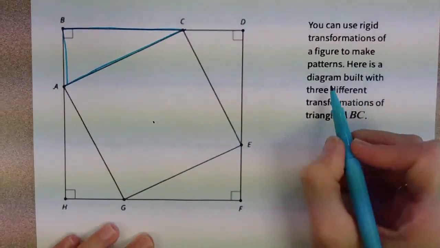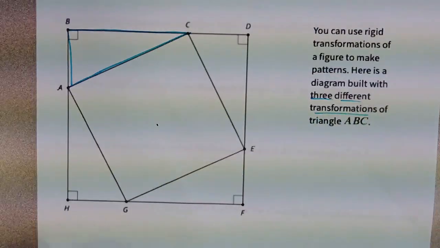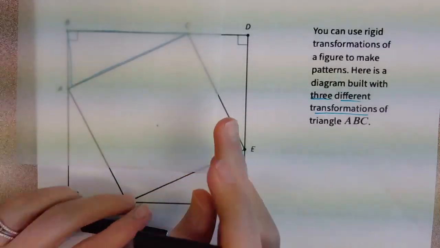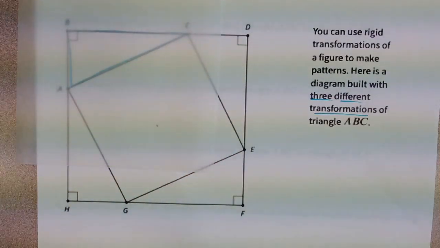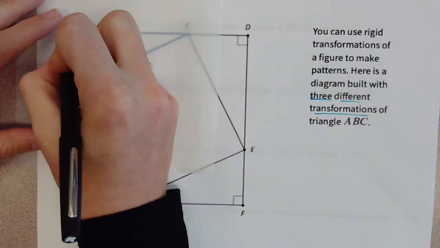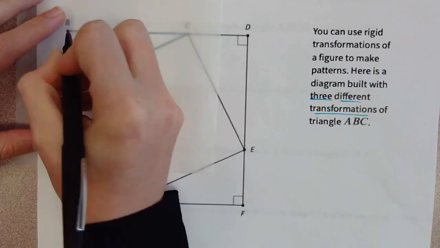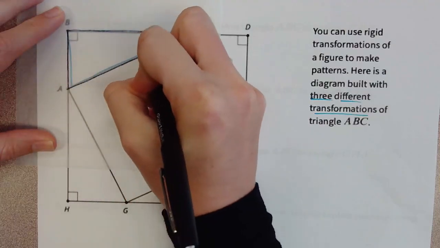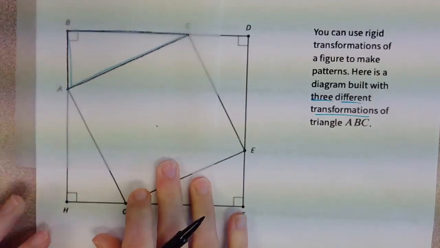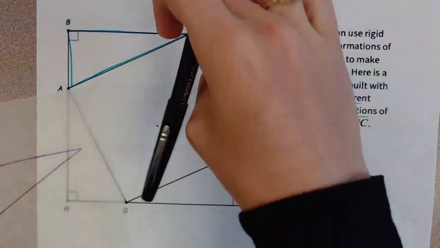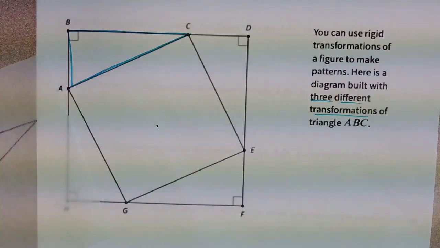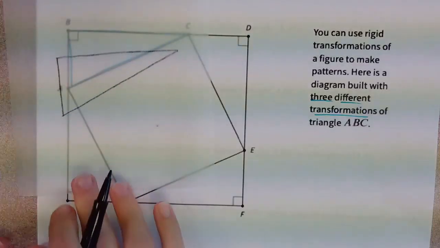All right, 3 different transformations of the triangle. So I'm going to use my patty paper to trace triangle ABC to help me as I'm doing these different transformations. Now, I can already kind of tell that this is rotations, being turned around. So I'm thinking that's the transformation I'm going to use.